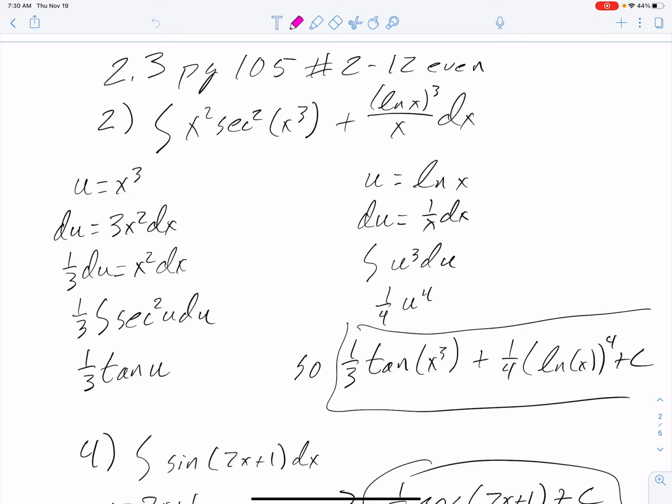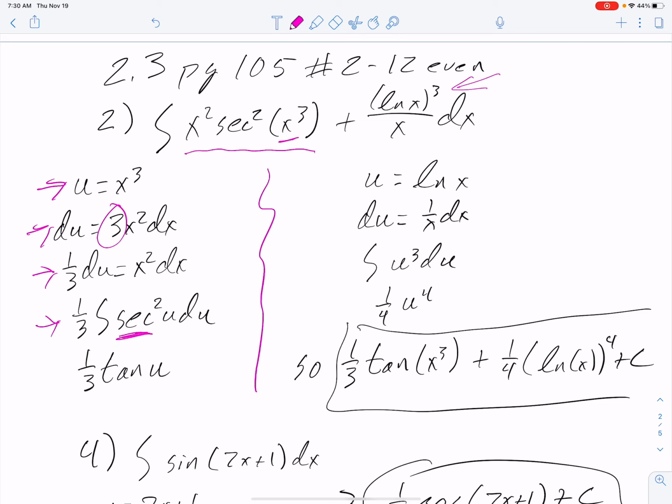So in number 2, we've got two separate u substitutions. I've got to work with my trig function, and then I've got to work with my natural log. I only see one trig function, so I know that I'm going to pick what's inside the trig function. I take its derivative. I don't have the correct coefficient, so I'll divide by 3 on both sides, and then rewrite my integral. Now again, it's just up to us to remember that the antiderivative of secant squared is tangent.